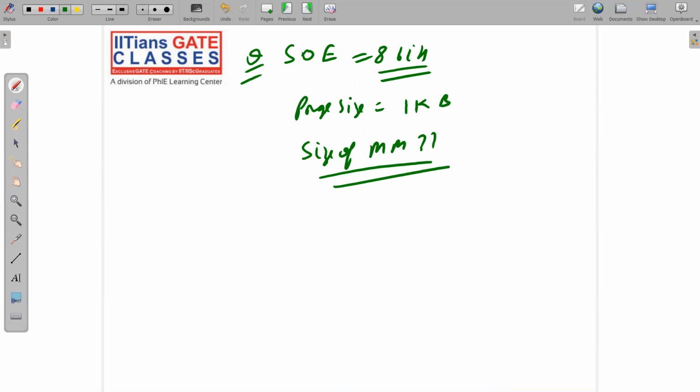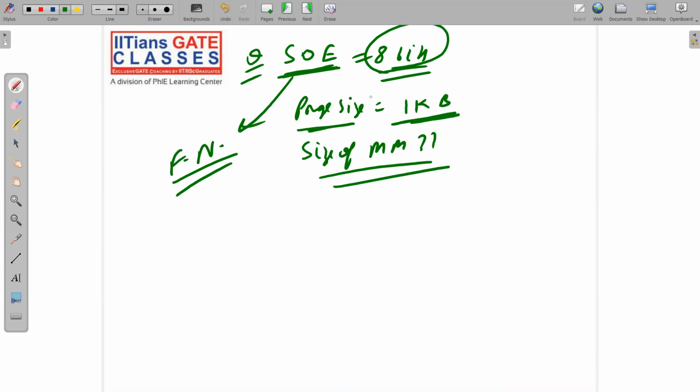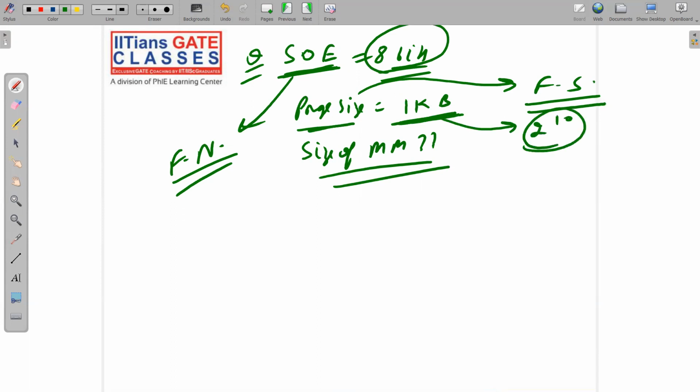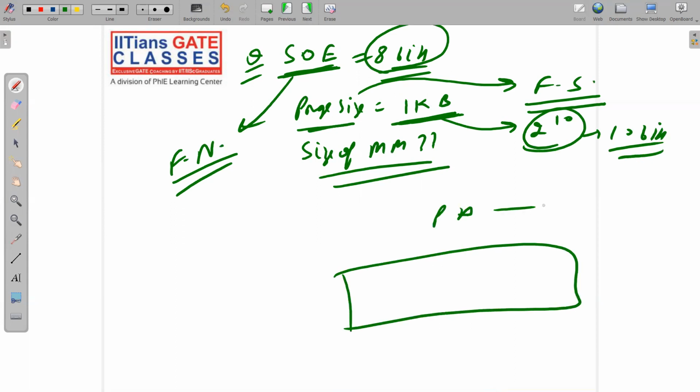So what I will say, the size of entry is nothing but the frame number. So the frame number is 8 bits. Page size is 1 KB. Page size is equal to the frame size. Frame size is 1 KB, that means 2 power 10. So 10 bits are needed for the page offset. So directly, indirectly, now I have got the physical address size. Very simple question. Physical address.